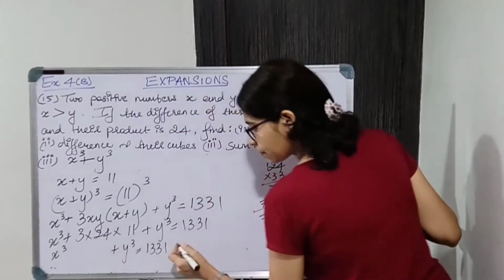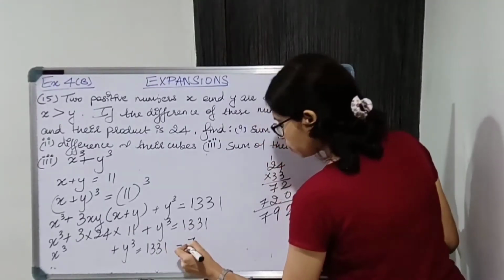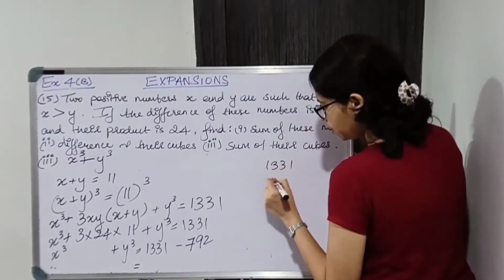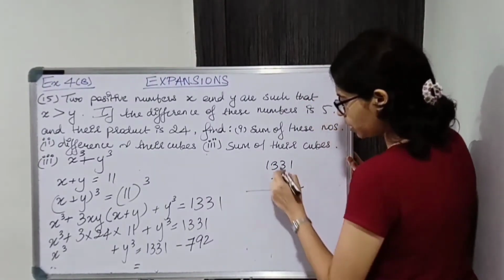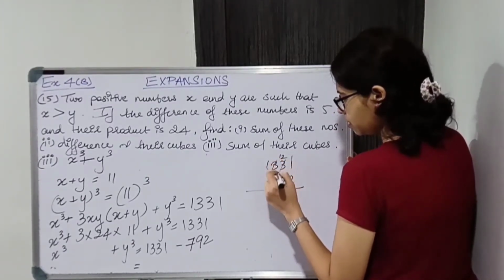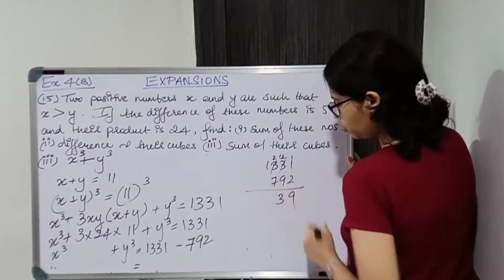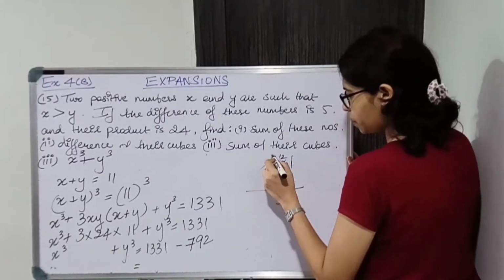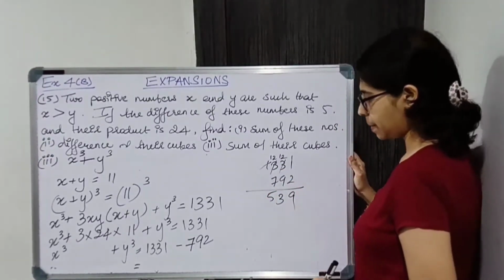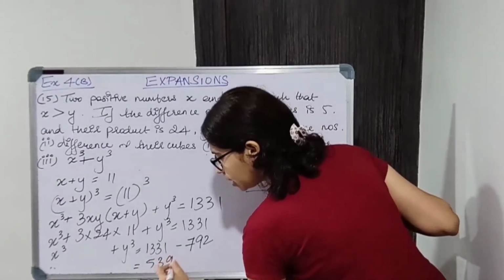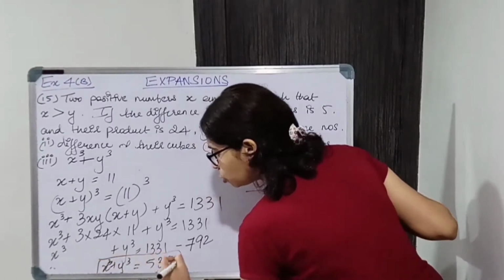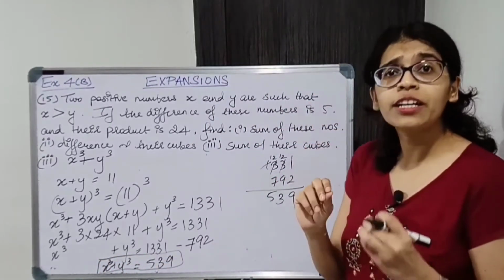There is a shortage of space, so I'm just shifting it over here. 792 becomes negative. So there's 1331 minus 792. So this will become 9, this will become 3, and then 5. So 539. So x³ + y³ is equal to 539. Box this and write down the final statement.